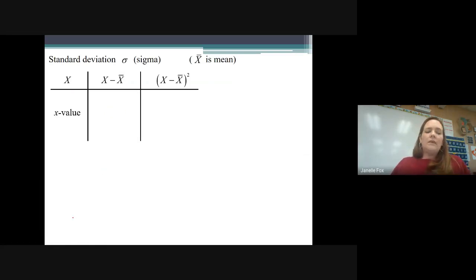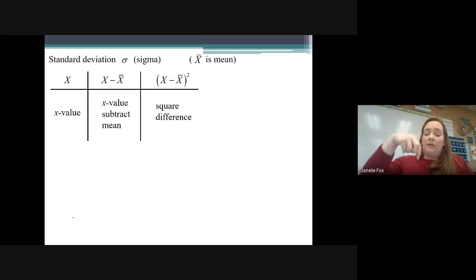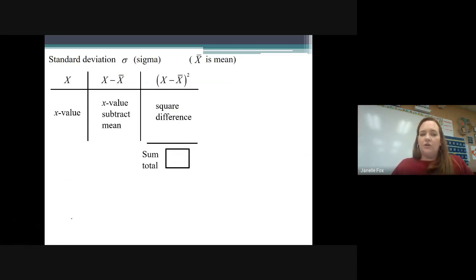This will be your x value, so you can write that down, x value. This is going to be the x value subtract the mean. And then this one is where we're going to square that difference from the previous column. So we're just going to square the difference. Then you're going to get a big list of numbers, okay? And then you're going to sum those. You're going to add that list up and get a total.